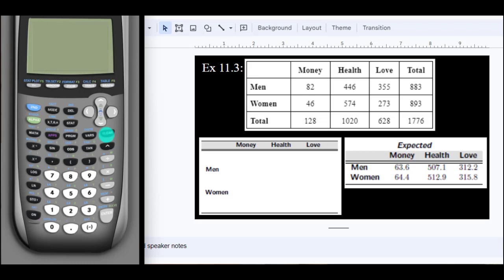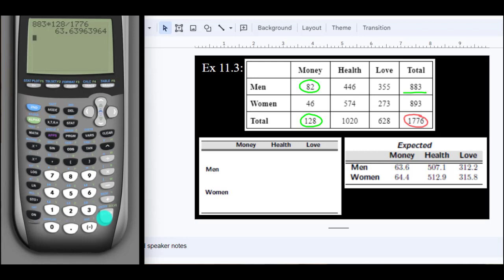As you can see, I already have the expected counts there, but I'm going to show you how to do this. Let's say that we are dealing with this first cell here, the one for money and men. What we do is we take the row total times the column total. If those totals aren't given, you just have to add up the row and column values to come up with your own totals. For us, we are going to multiply 883 times 128, and then divide by the table total, which is 1,776.